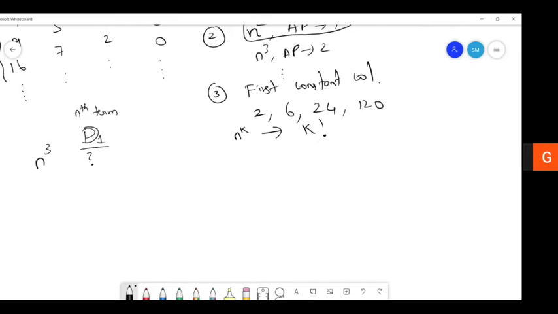3n squared plus 3n plus 1. Yes. So basically, how do we get that? (n plus 1) whole cube minus n cube, right? So one thing is we can expand this and then subtract n cube.